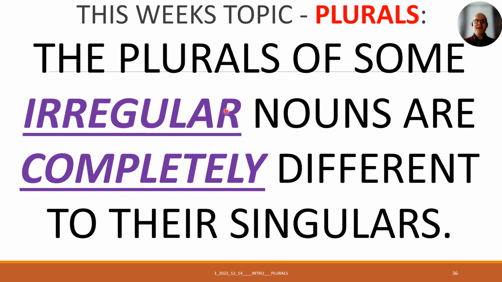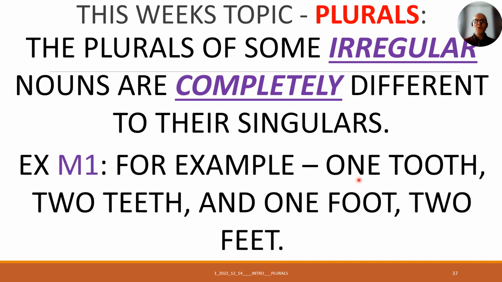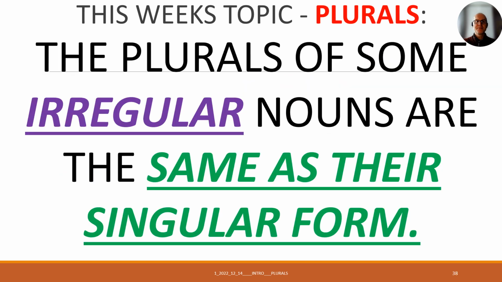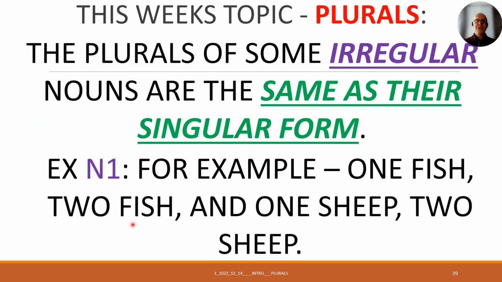The plurals of some irregular nouns are completely different to their singulars. For example, one tooth, two teeth, and one foot, two feet. The plurals of some irregular nouns are exactly the same as their singular form. For example, one fish, two fish, one sheep, two sheep.